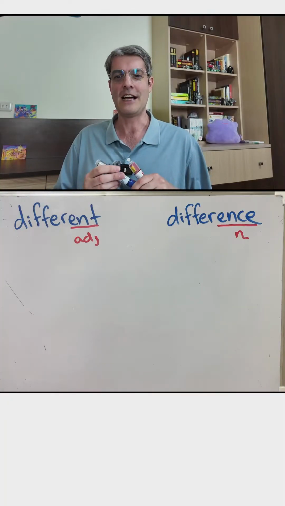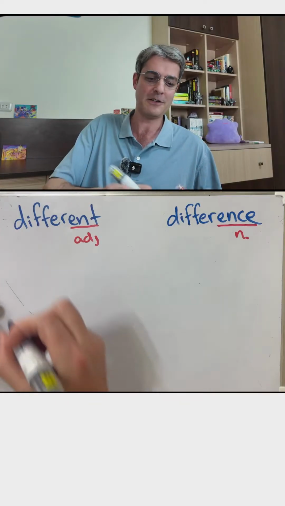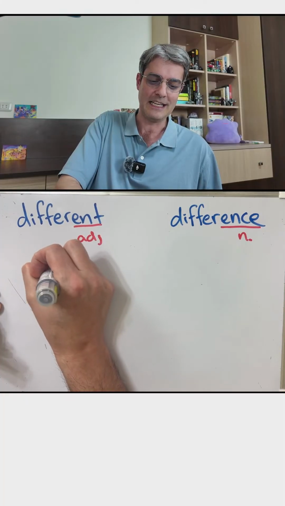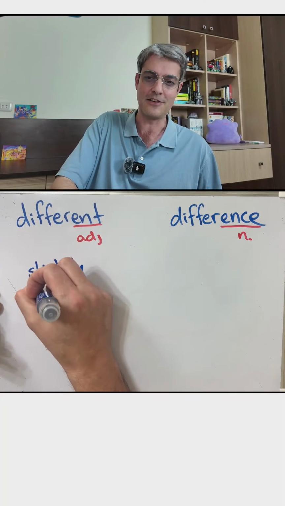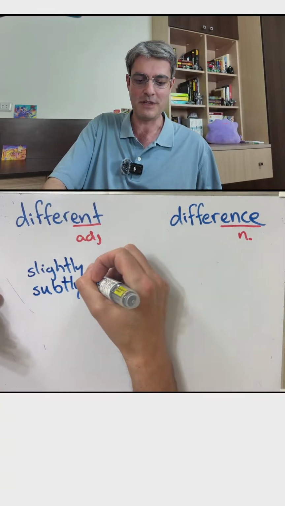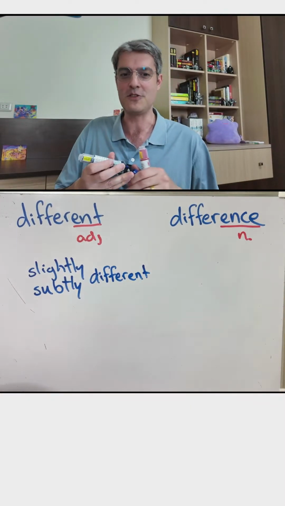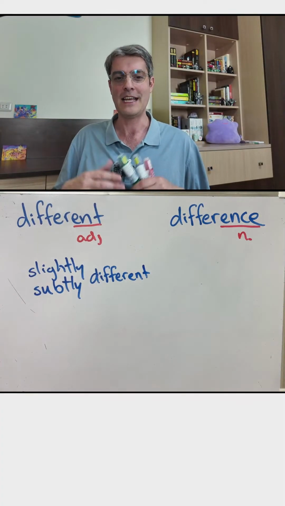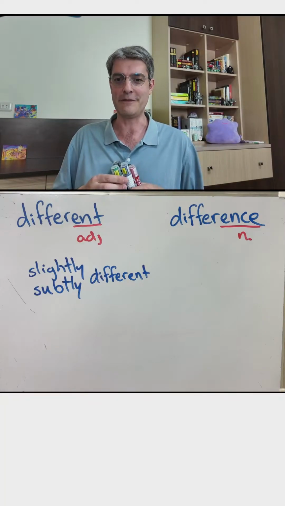So with different, we can talk about two things being different. And if something's not very different, instead of saying it's a little different, you could say it is slightly different, or it is subtly different. And we use subtly to say that maybe how it is different is very difficult to see. Maybe two paintings are subtly different. Remember that B is silent.